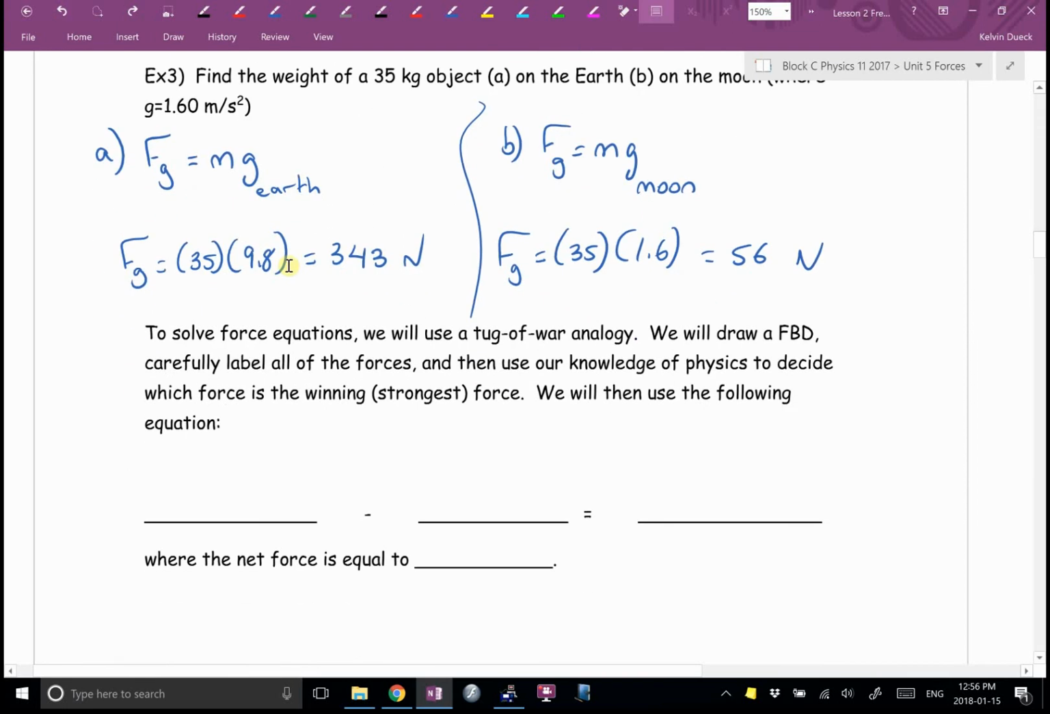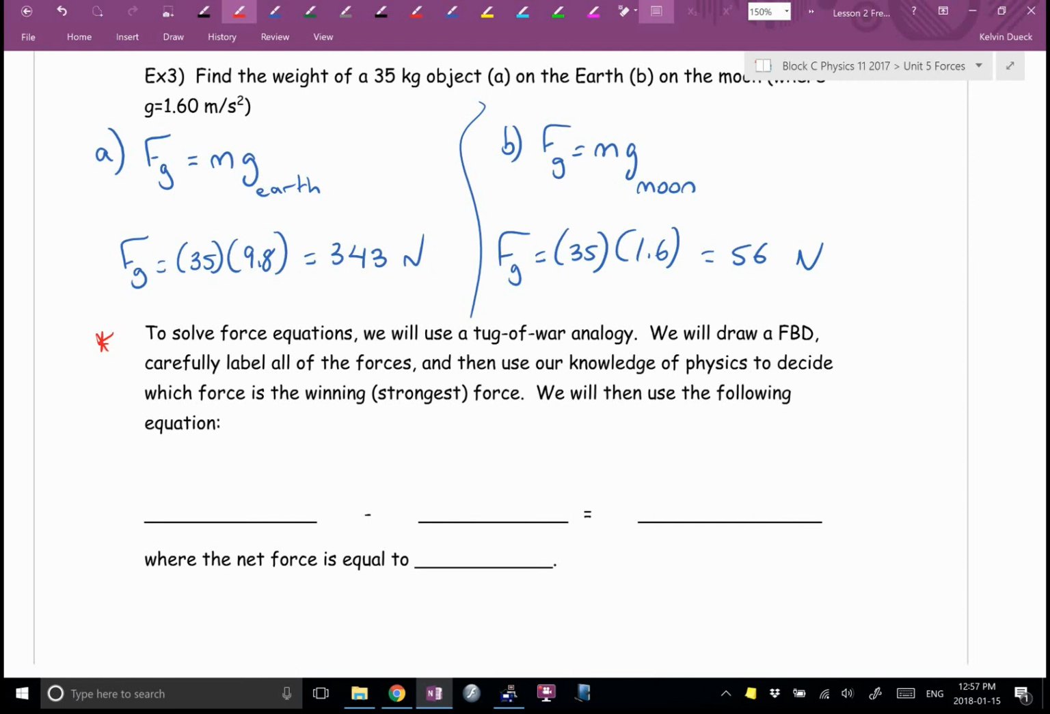Here is the theme of today, solving force equations. And here is the key. You can put a little star next to this if you want to. To solve force equations, we're going to use a tug-of-war analogy. We're going to draw an FBD. What does FBD stand for? We're going to draw a free body diagram. We're going to carefully label all the forces. We're going to use our knowledge of physics to figure out any missing forces. And then we're also going to use our knowledge of the situation to figure out which force is the winning, the strongest, the biggest force. Which way is it accelerating? That's which way the biggest force is.